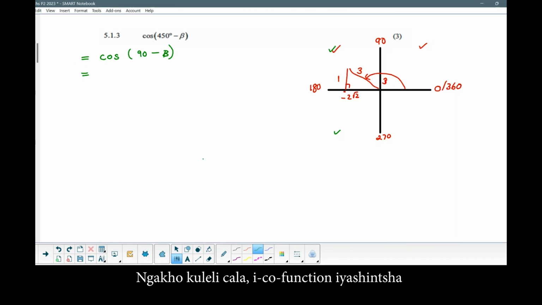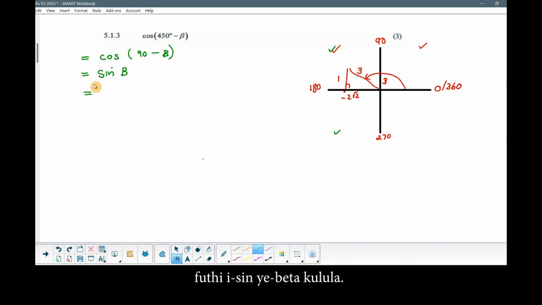So in this particular case, co-function changes the function to its co-function. That's your complementary angle. So this will become sine of beta. And sine of beta is quite simple. It's equal to 1 over 3.